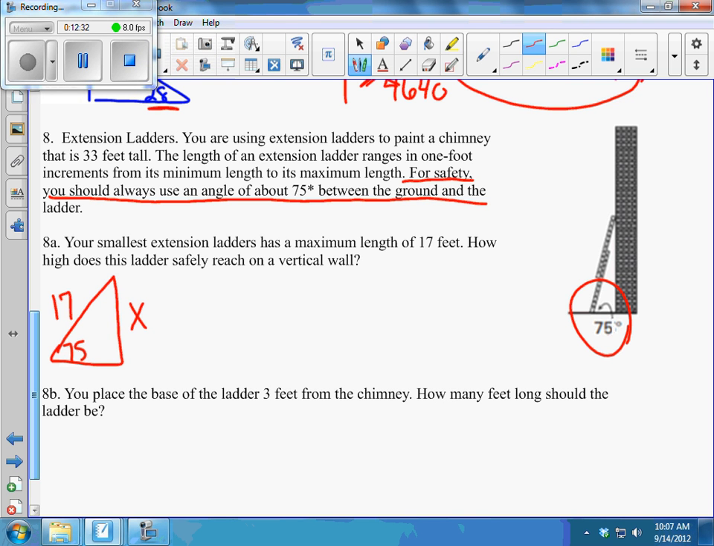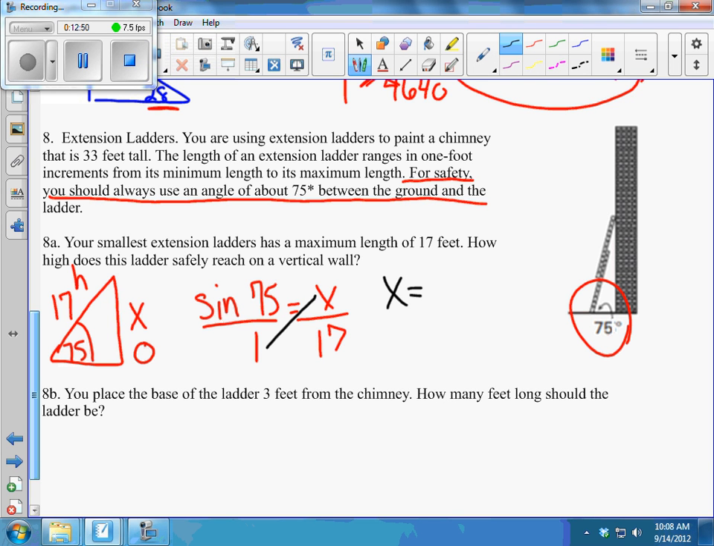So based on this picture and this angle, 17 is my hypotenuse, x is my opposite, and so O and H, I'm back to sine, and it goes sine of 75 equals opposite over hypotenuse. And now I'm ready for my cross products. I take x times 1 for x, and now my answer will be whatever sine of 75 is times 17 on the calculator. And rounding that, I get about 16.4.